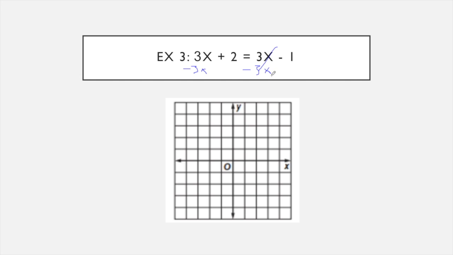These cancel out. So I have 2 equals a negative 1. If I add 1 to both sides, we're going to have 3 equals 0. So the second step then, once we did that, is to change the 0 to an f of x. So I can just say f of x equals 3. This is the same thing as y equals 3.